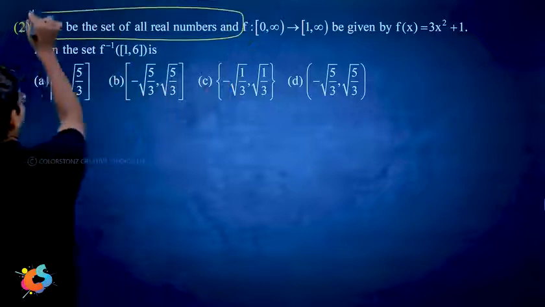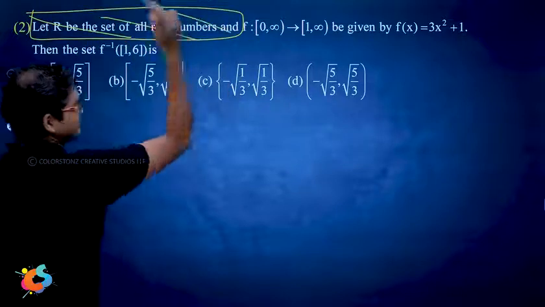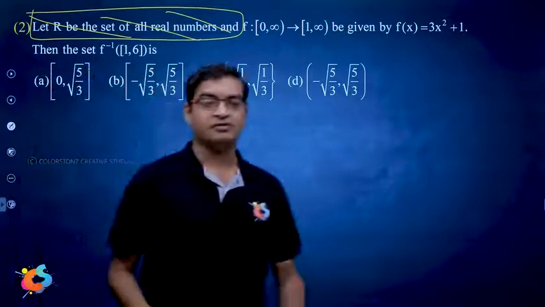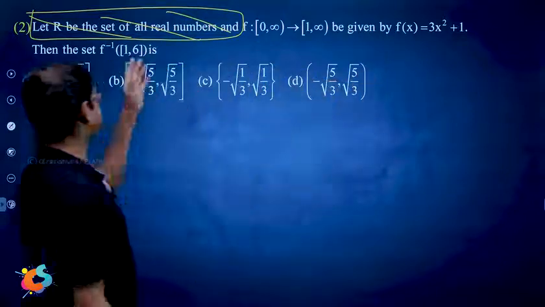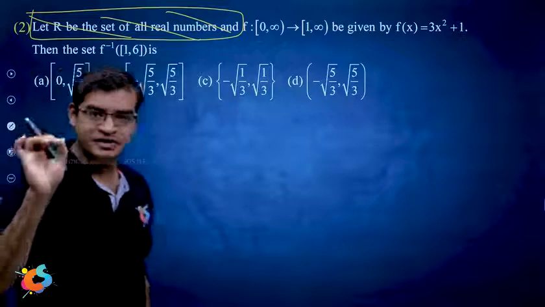It is not at all needed for us. Okay. So this is our question. We have a function. We know the domain. We know the codomain. We know the function also. It is being asked, f inverse of 1 to 6 is what?